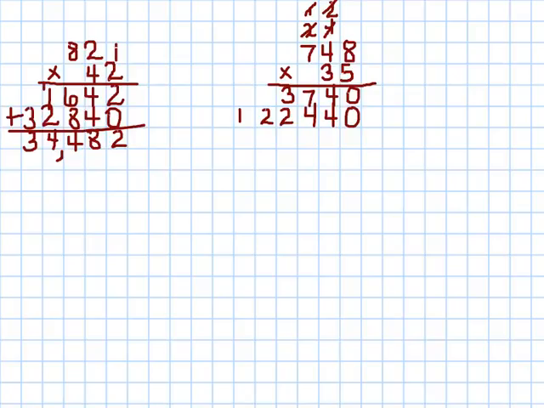And now I need to add my partial products together. 0 and 0 is 0. 4 and 4 is 8. 7 and 4 is 11. Carry the 1. 2 and 3 was 5, and 1 more is 6. Nothing in 2 is 2. And so my final answer is 26,180.